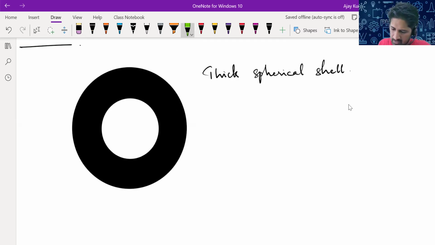And let's assume inner radius is small a and outer radius is small b. Right? So distance from the center to the inner surface is a, distance from center to outer surface is b. So there is significant thickness. And let's say the conductivity of this material is K given to you.